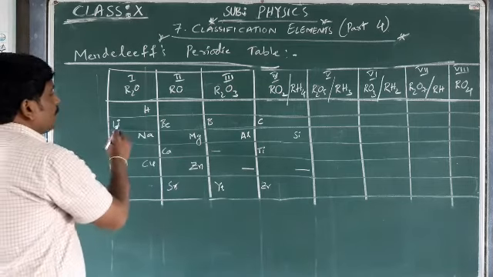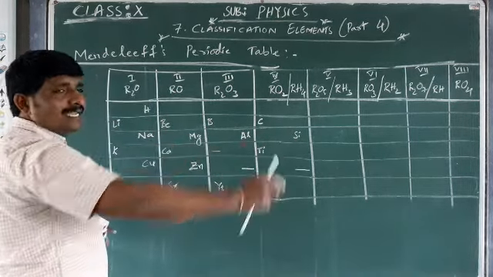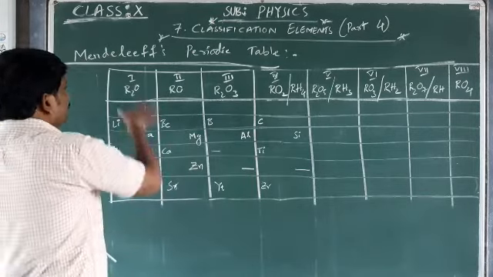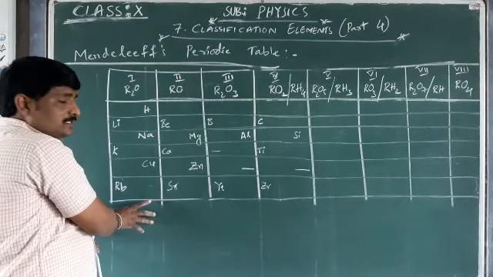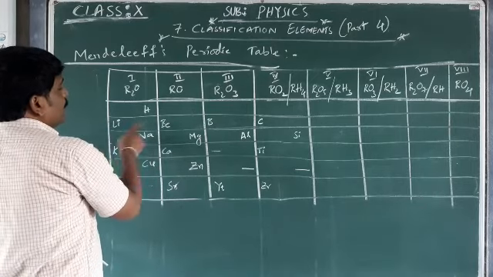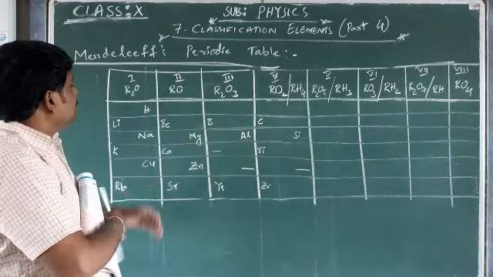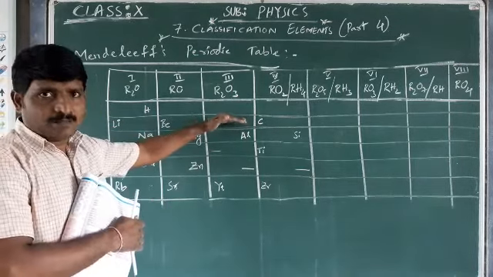The elements which are present in the horizontal row, he considered as a period. A vertical column is a group, and a horizontal row he considered as a period. Lithium, beryllium, boron, carbon: these are all elements present in one period.